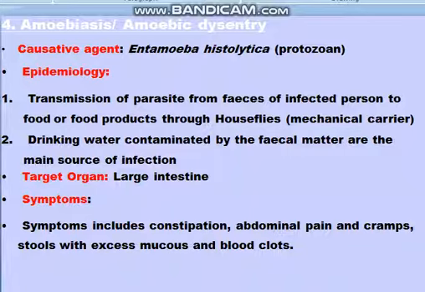And when a person is suffering from amoebiasis or amoebic dysentery, what are the symptoms? Symptoms include constipation, abdominal pain and cramps, and stools with excess mucus and blood clots. So in case of amoebiasis, the person feels constipation, there is a pain in abdomen, there is a cramp in abdomen, and then stools are passed with mucus and blood clots.